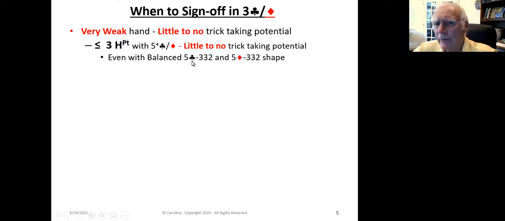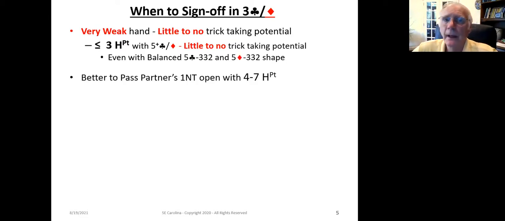Now, even when you've got 5 clubs, 3-3-2, or 5 diamonds, 3-3-2, with less than or equal to 3 points, you're going to want to play in 3 clubs or 3 diamonds. The question is, how do you get there? How do you sign off? Because you just can't simply bid 3 clubs or 3 diamonds.